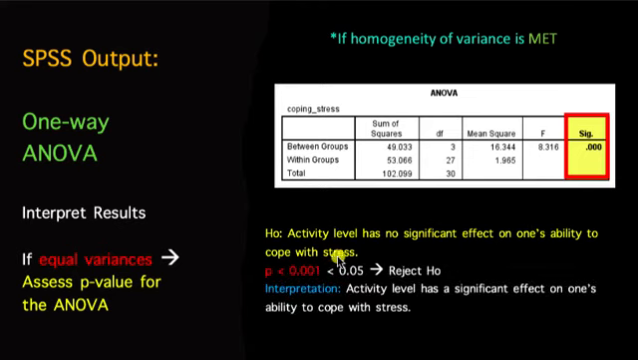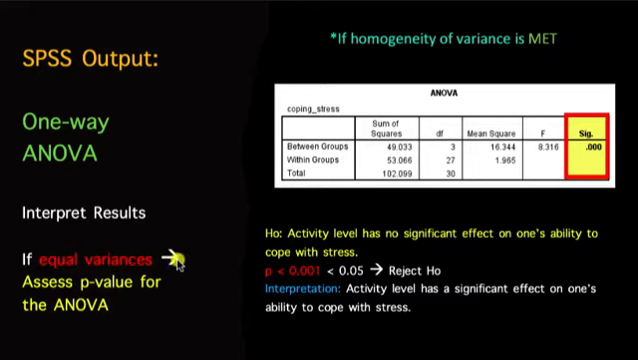And remember, the null hypothesis for a one-way ANOVA is that our independent variable has no significant effect on the dependent variable. So in this case, activity level has no significant effect on one's ability to cope with stress. Because our p-value is less than our alpha level, we reject the null hypothesis, and our interpretation would be that activity level has a significant effect on one's ability to cope with stress.